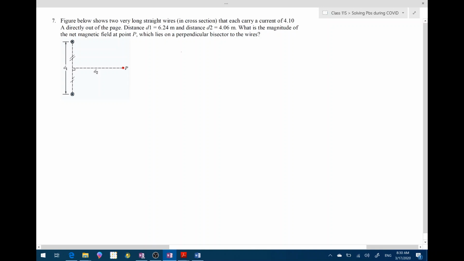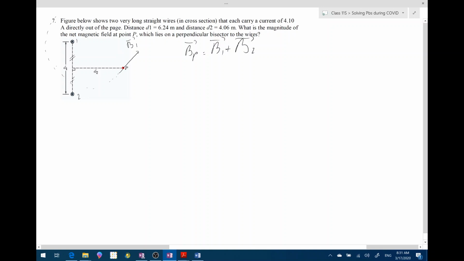Now B resultant at point P is due to B1 and B2 vectorially. The only problem is we need to figure out the senses of those B's so that we would be able to add them. Now let's assume this is wire 1 and this is wire 2, and at point P, wire 1 would create a magnetic field. Okay, take a look. This would be the sense of the magnetic field coming from wire 1.